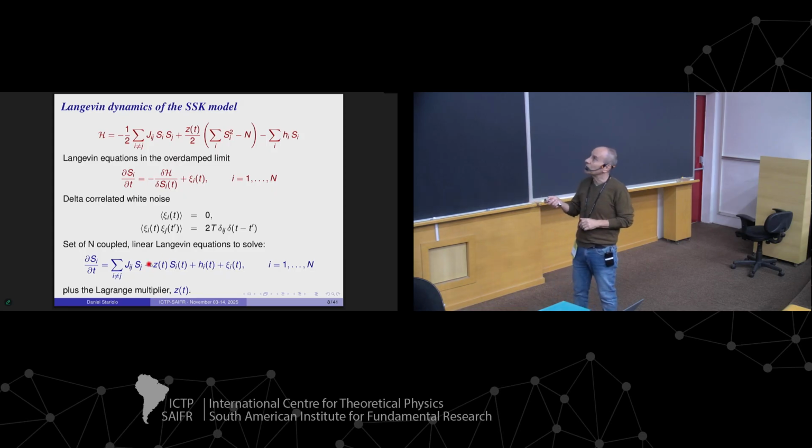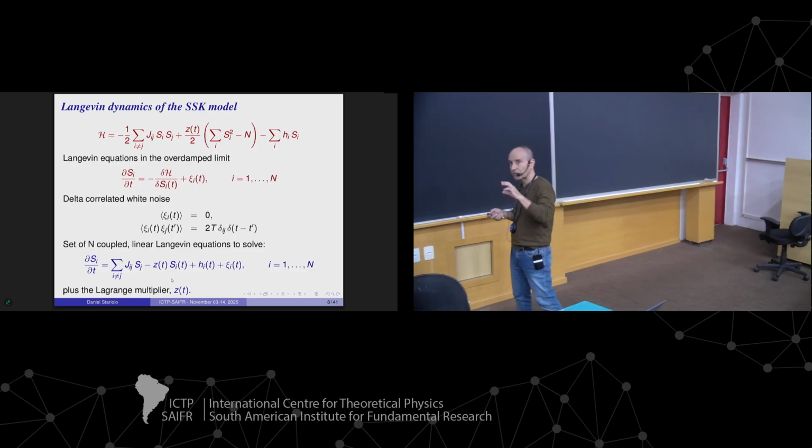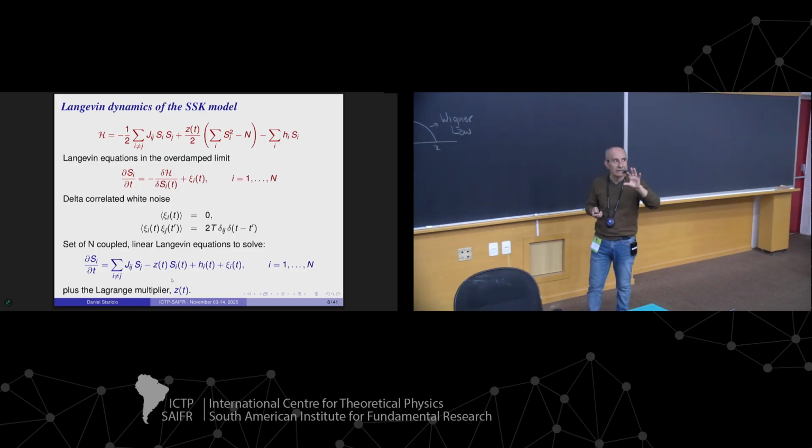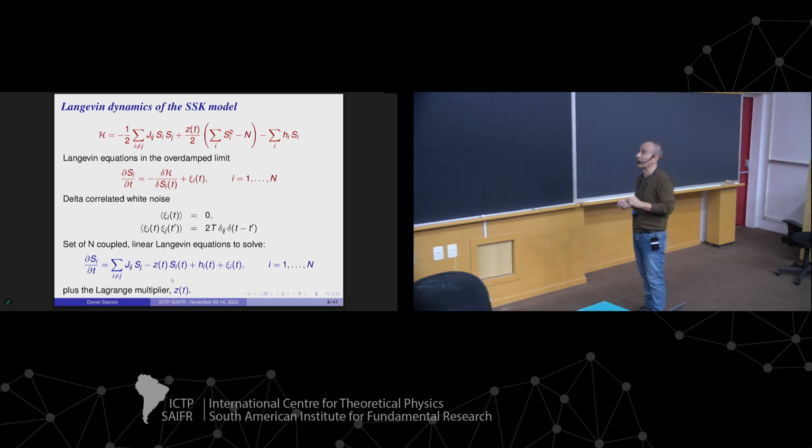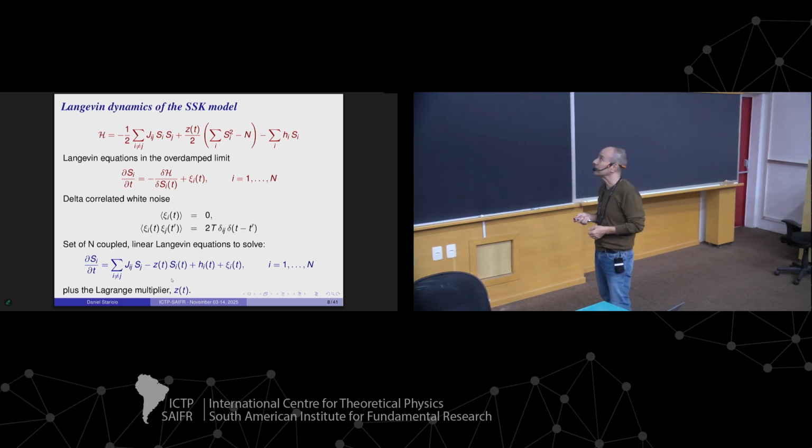Because of the Lagrange multiplier that enforces the spherical constraint and forces the system to flow on the surface of this n-dimensional sphere, it will introduce non-trivial behavior, and in particular the phenomena of aging and memory. We will see that it emerges in this system.